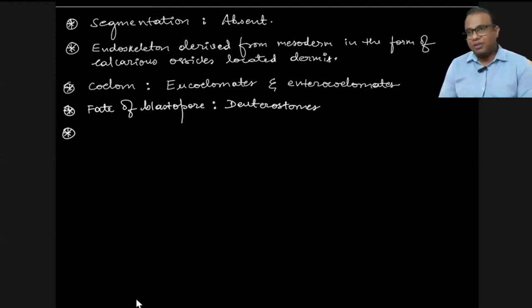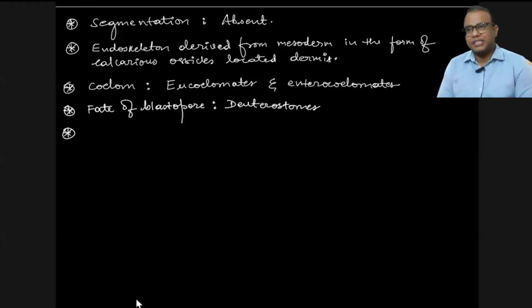Okay, so what is the characteristic feature of Porifera? Canal system. Characteristic feature of Cnidaria: cnidocytes, stinging cells. Characteristic feature of Ctenophora: bioluminescence. Characteristic feature of Platyhelminthes: dorsoventrally flat body. Characteristic feature of Aschelminthes: they are generally endoparasites. There is no such special feature there.